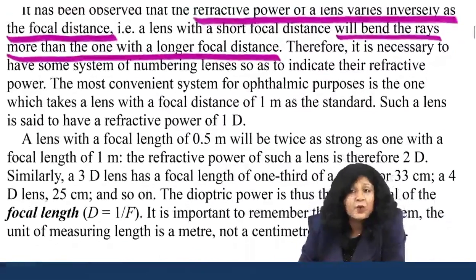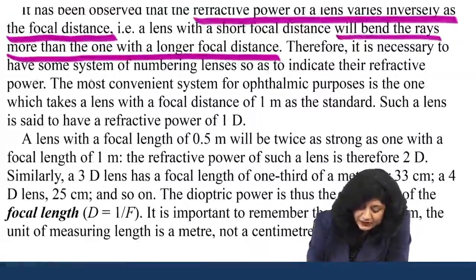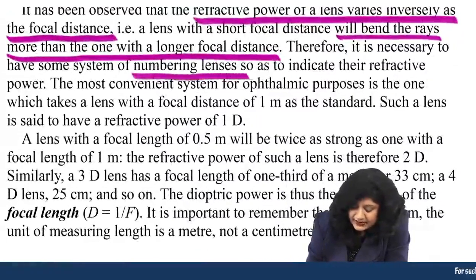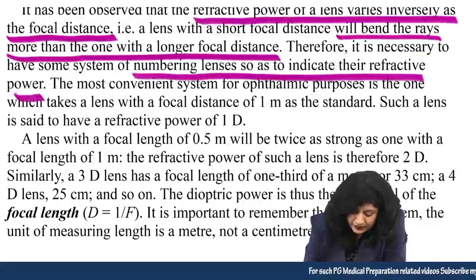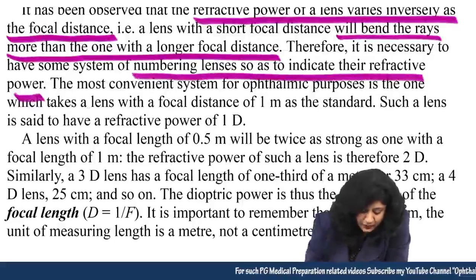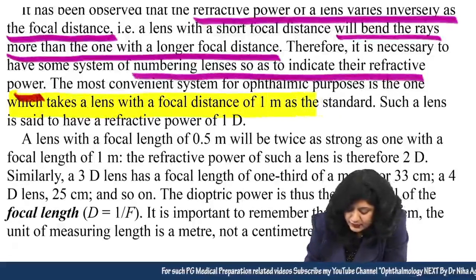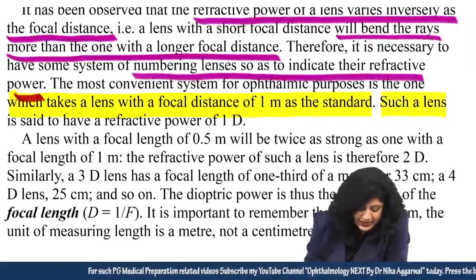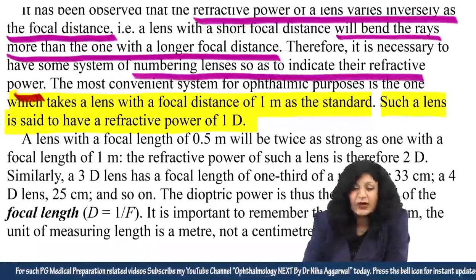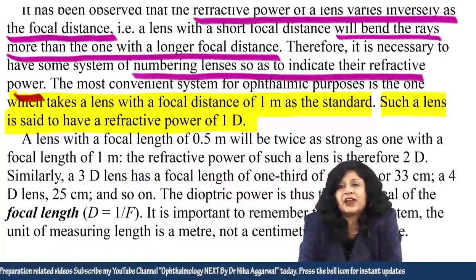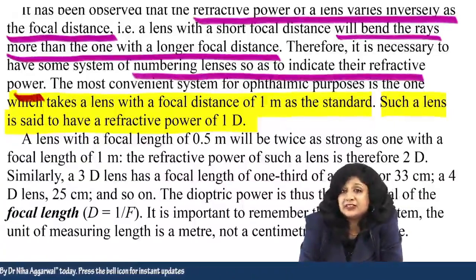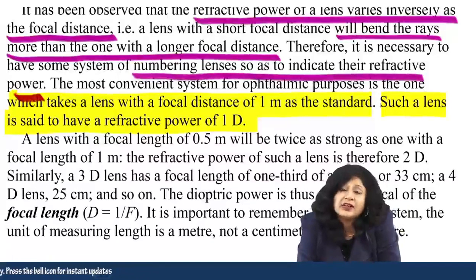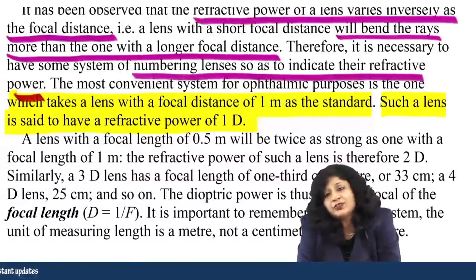So it's very, very important, therefore, necessary to have some system of numbering lenses so as to indicate their refractive power. For that we have taken one very convenient method, and that is the one which takes a lens with a focal distance of 1 meter as a standard, and such a lens will be having a refractive power of 1 diopter, because you know focal distance and refractive power are inversely proportional to each other. So whenever I want to find how much amount of rays will be refracted by this lens, I will be knowing by its focal distance, also I can know from its dioptric power.